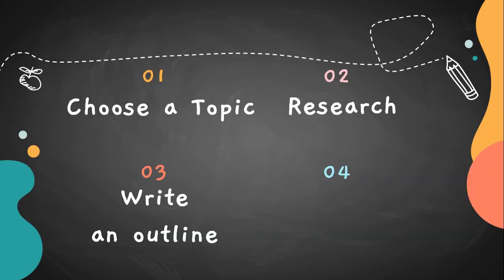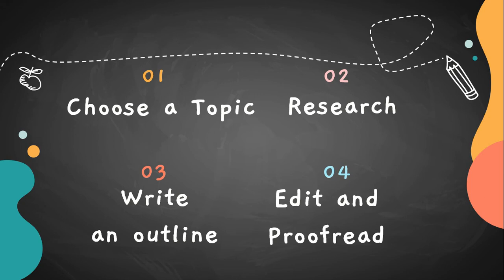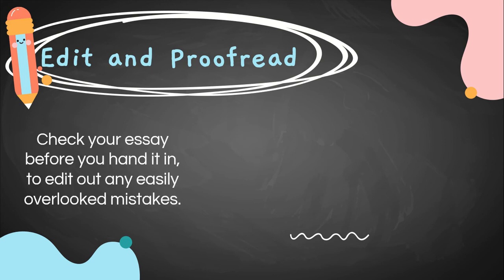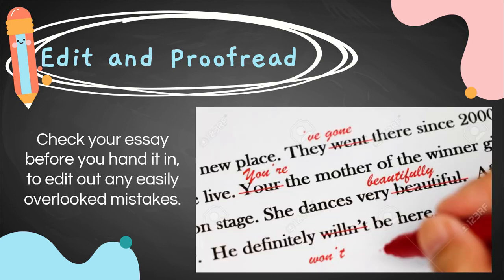The last step in composing an argumentative essay is to edit and proofread. Do not submit your work right away once you're done. Make sure that you check your essay before you hand it in, to edit out any easily overlooked mistakes, for example, spelling, grammar, and others.